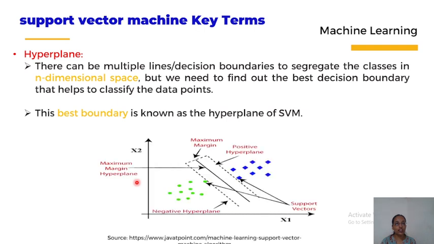Now the next one is the hyperplane. There can be multiple lines or decision boundaries to segregate the classes. Here I have shown only one, but you can draw multiple hyperplanes. So our aim is to select the right hyperplane. You can draw multiple lines or decision boundaries to segregate these two classes in that n-dimensional space, but we need to find the best decision boundary, and that helps to classify these data points. This best boundary is known as the hyperplane of the SVM.